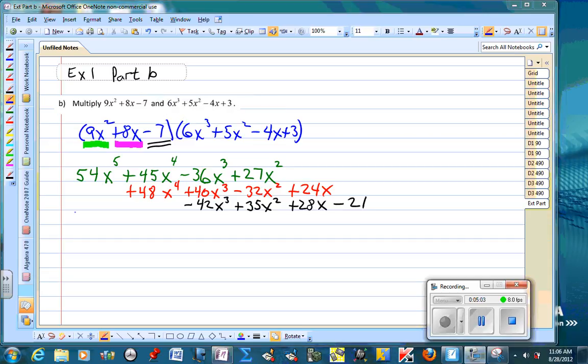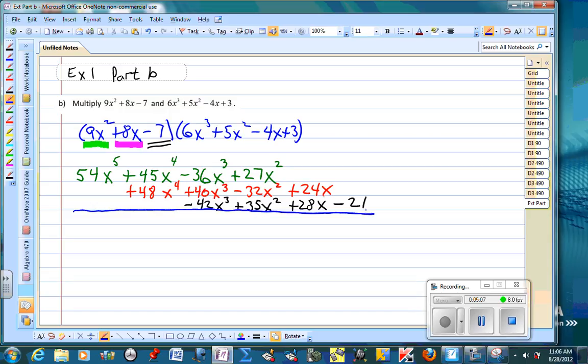Now let's combine all the like terms and get our final answer. We have 54x to the 5th power plus 45 times x to the 4th power. Oops, I lied. Yeah, we got to combine the like terms. 45 and 48 combine to make 93. 93x to the 4th power. Remember, the exponents only change when multiplying or dividing. So 36 minus 40 minus 42, it's going to be negative 46x cubed.